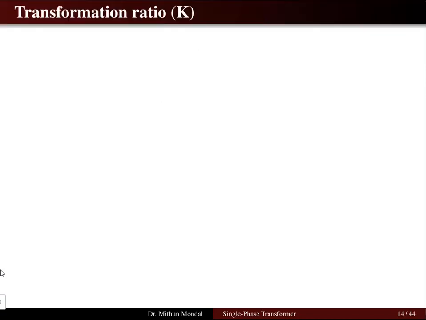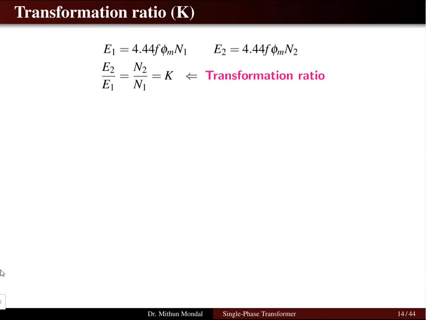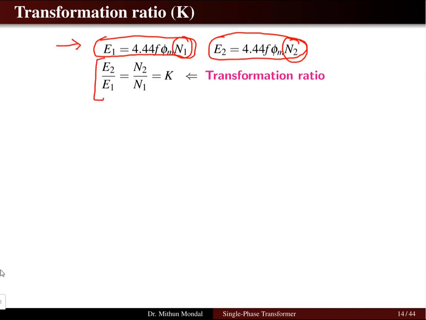The next topic we are going to take is the transformation ratio. Now we have seen that the EMF equation E1 in the primary winding and EMF equation E2 in the secondary winding only depend upon the number of turns in the primary and secondary winding, otherwise the equation remains the same. Also we have seen that the ratio E2 by E1 is equal to N2 by N1 from the EMF per turn concept, which is equal to K. We have termed this as the transformation ratio.